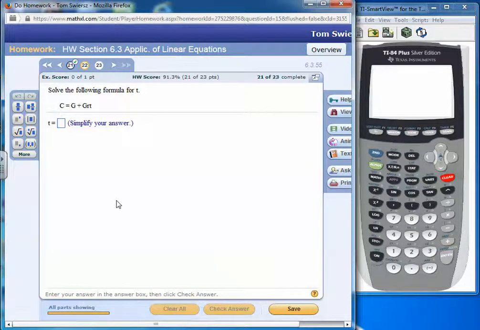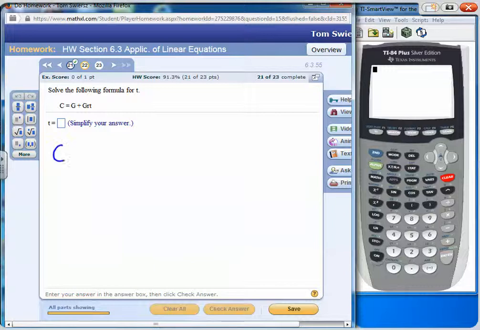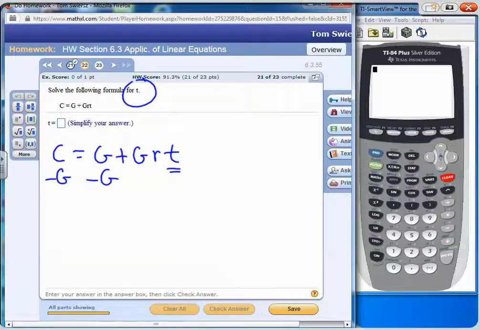All right. Capital C equals g plus grt, solving for t. Now again, there's the variable t. It's multiplied by this g and r, but we're adding this g. So what we're going to do is get rid of what we're adding first by subtracting g. So then on the left side, we get a capital C minus a capital G. The reason we subtracted is g minus g is 0, right? So those g's cancel. We still have that g times r times t, right?